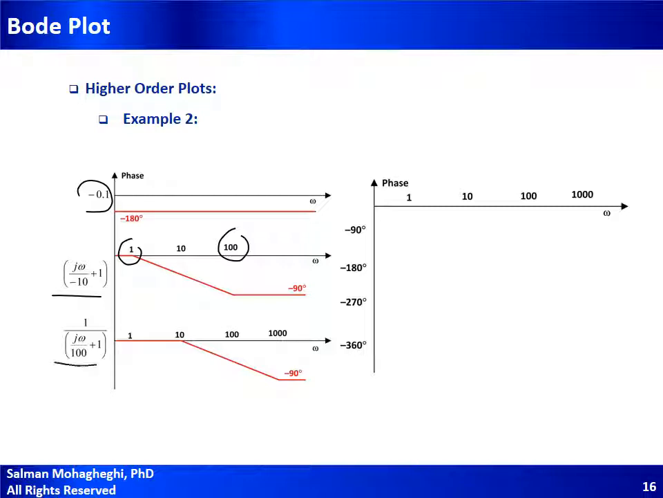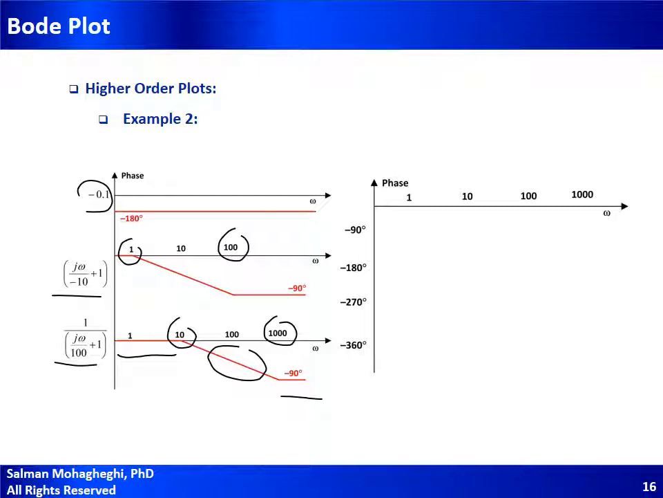Then I have a pole at location 100. The two breakpoints are going to be 0.1 times 100, which is 10, and 10 times 100, which is 1,000. This is a pole on the left half plane, so the slope is going to be negative. Anything before 10, I would get an angle of 0. Anything after 1,000, I would get an angle of negative 90. And in between, I will have a straight line with a slope of negative 45 degrees per decade. This is a good example because it actually shows you quite a few breakpoints.